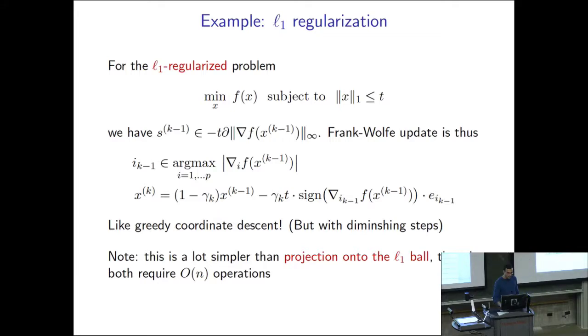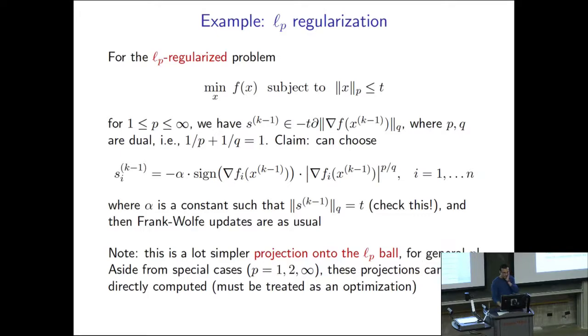Okay. So let's talk about Lp regularization now. More generally, let's suppose that this is your constraint: the Lp norm less than or equal to t. So the dual norm, as I mentioned here on the notebook, is the Lq norm, where p and q are complementary pairs. They satisfy 1 over p plus 1 over q is 1.